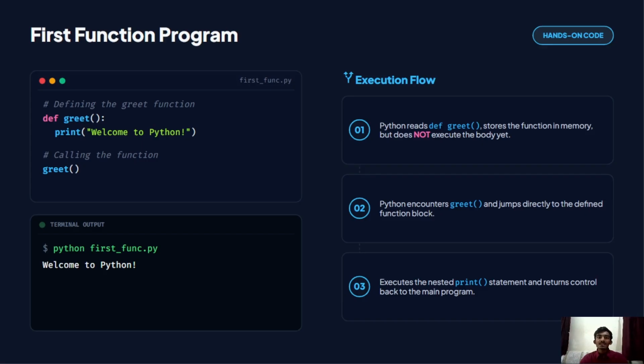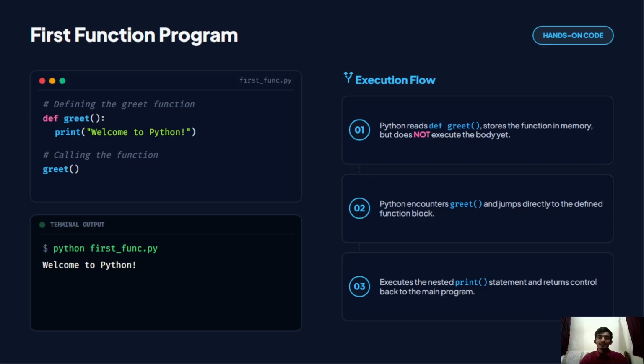So step one, you can see Python reads the function. You can see it here. Step one, Python reads the function definition and stores it in the memory. Then step two, Python encounters the function call and jumps into the memory. And after that, step three, Python executes the statement inside the function and returns to the main program. Remember this sequence because every function works in exactly the same way.